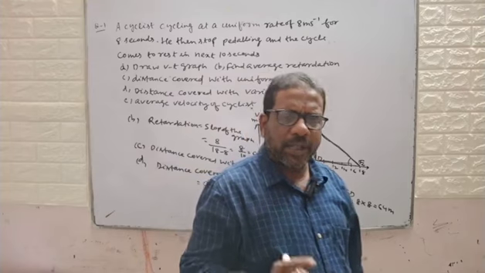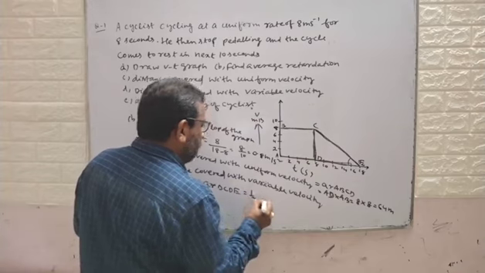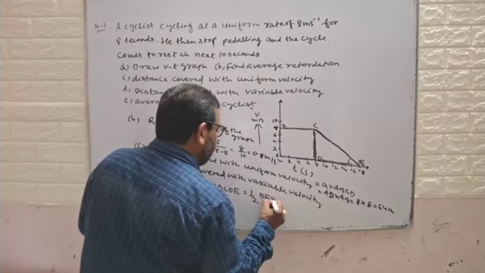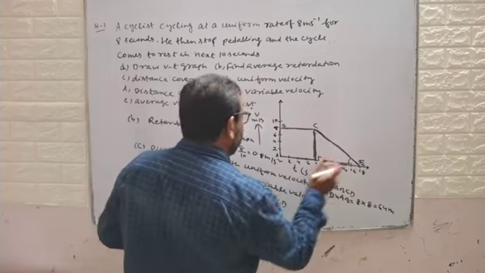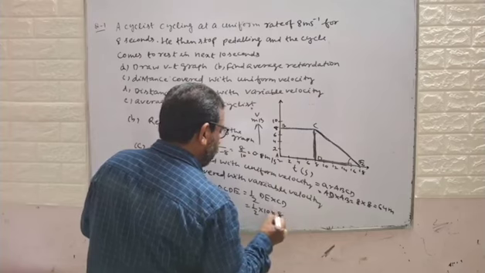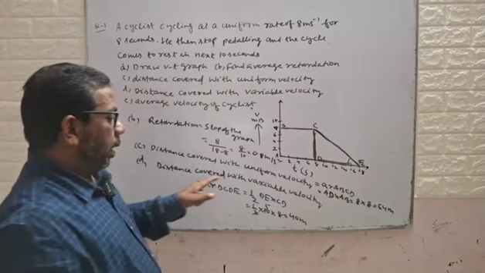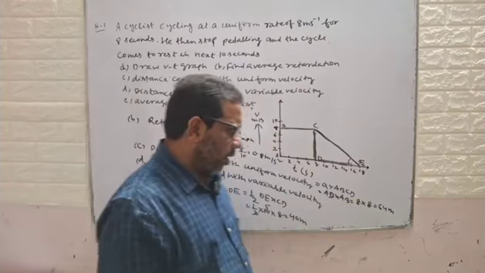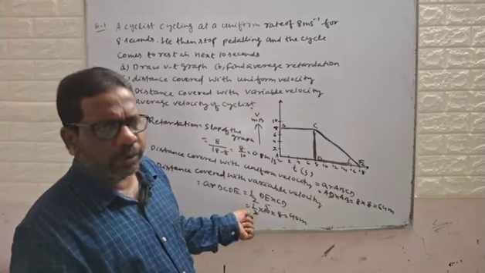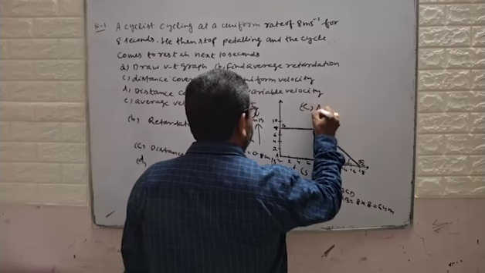To find the area of triangle, what is the formula? Half base into altitude. Half is the base and this is the altitude. Half DE into CD. DE equal to 10 and CD equal to 8. 2 5s are 40 meter. This is the distance covered with uniform velocity, 64 meter, and this is the distance covered with variable velocity which is 40 meter. Now we have to find average velocity.